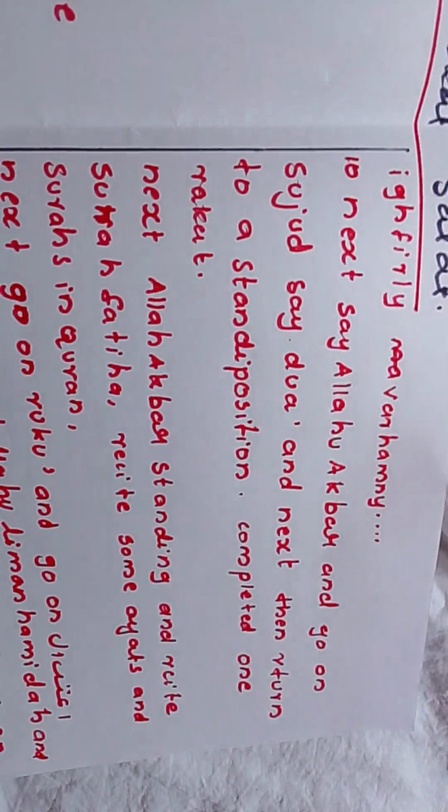The next is say Allahu Akbar and go into sujood. Say the dua Subhana Rabbiyal A'la 3 times, and then return to a standing position. This completes one rakat. Next, say Allahu Akbar standing, recite Surah Al-Fatiha and some ayats and surah of the Quran, and next go into ruku and say Subhana Rabbiyal Azim 3 times, and Allahu Akbar, Sami Allahu liman hamida. Go into itidal and say the dua Rabbana lakal hamdu, and next say Allahu Akbar.